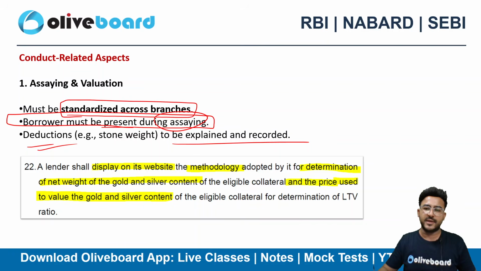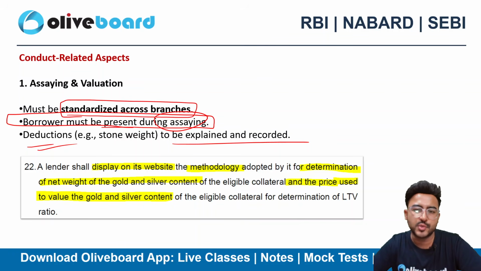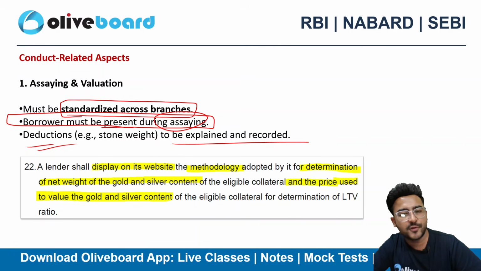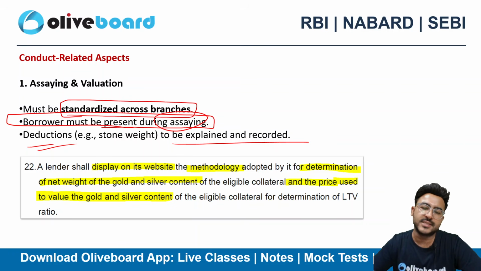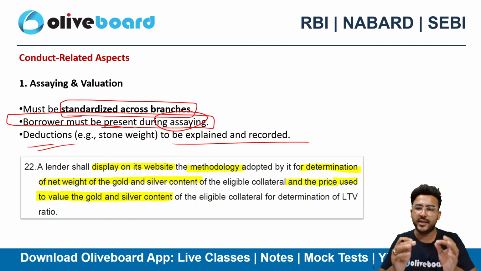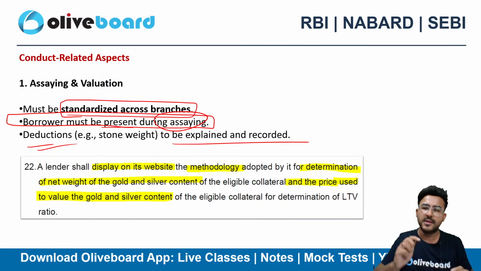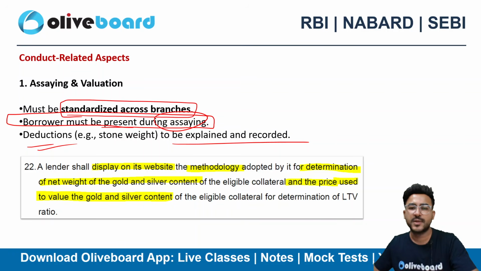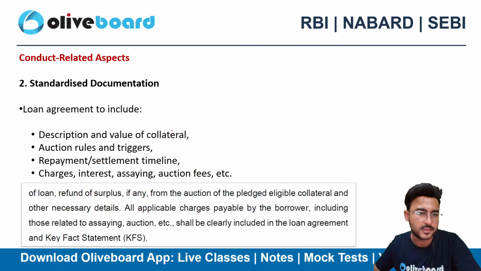Let's suppose there is a precious stone attached to the ring, so we'll only value the ring and give the loan on the basis of the value of the ring. So definitely we need to account for the deductions as well. We need to record them as well. So that's what is mentioned here.